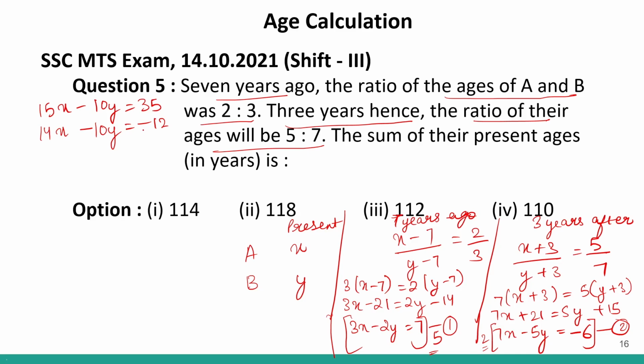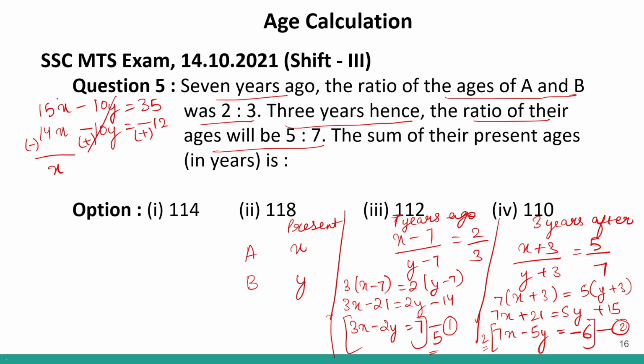Now, how do we solve two variable equations? Basically, if I have to subtract this equation from this equation, I'll change the signs of the lower equation. So, this will become minus, this will become plus, and this will become plus. I changed the signs. So, if I change the signs, these will cancel out.